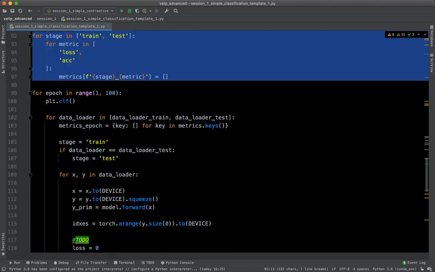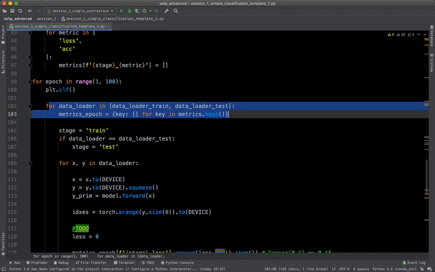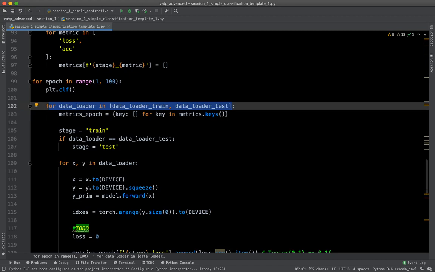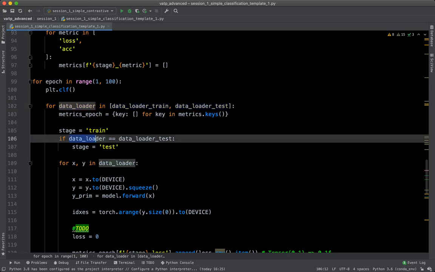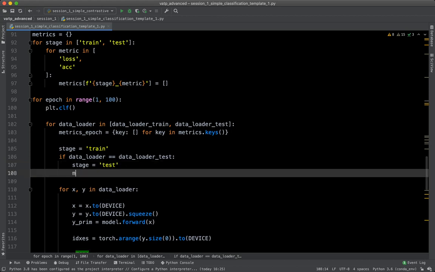Then there are 2 loops. One loop is for the training and test datasets. It's always better, in my opinion, to have the same kind of structure for the code for both of them, so you don't have 2 separate code bases. Also here, if this is a test dataset, there would be a cool thing if we just use model.eval. So we can set it to evaluation mode.